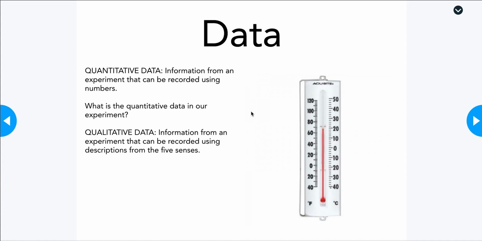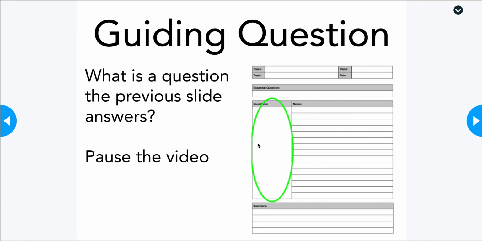Qualitative data and quantitative data actually are pretty closely related to each other. For example, I could say, I feel hot, or this jar feels hot. That's qualitative data. But if I take a thermometer and measure that the jar is at 100 degrees Fahrenheit, that's quantitative data. The qualitative data is that it feels hot. Quantitative data is when I give a number associated with it. What is a question that the previous slide answers? Pause the video.